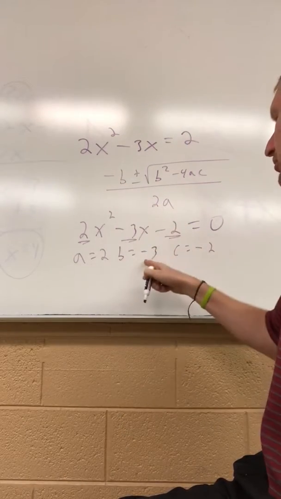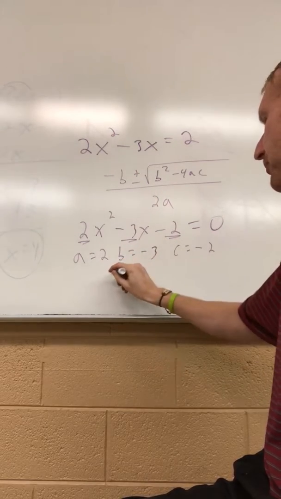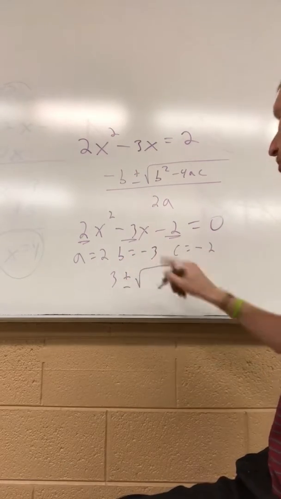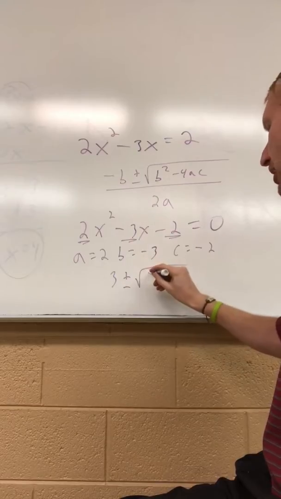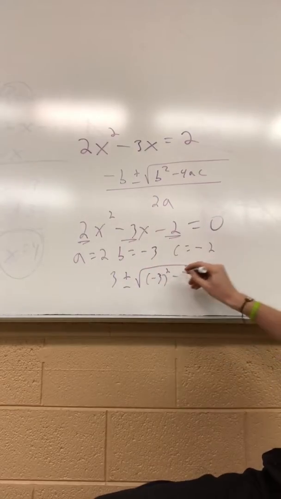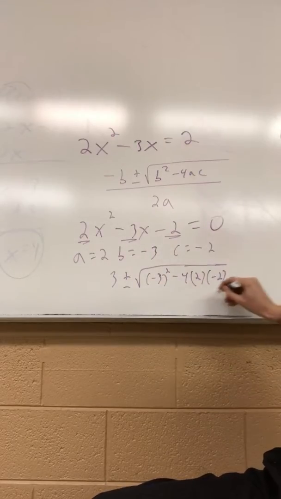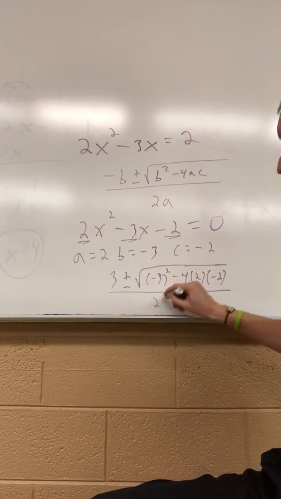So negative b, the negative of negative 3, becomes positive 3, plus or minus the square root of b squared, that's negative 3 squared, minus 4 times a times c, all over 2a, which is 2 times 2.